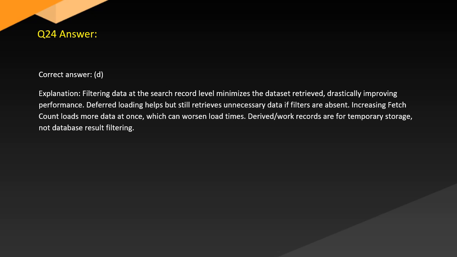Answer. Correct answer, D. Explanation. Filtering data at the search record level minimizes the dataset retrieved, drastically improving performance. Deferred loading helps but still retrieves unnecessary data if filters are absent. Increasing fetch count loads more data at once, which can worsen load times. Derived work records are for temporary storage, not database result filtering.